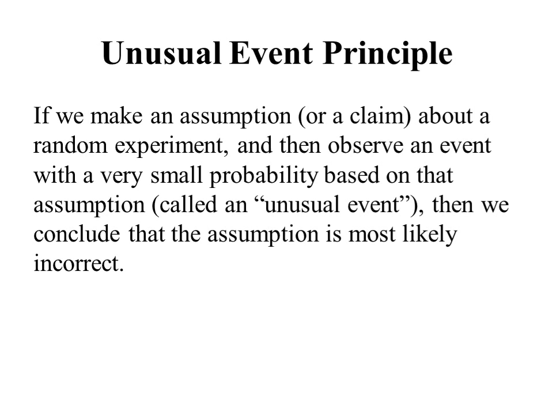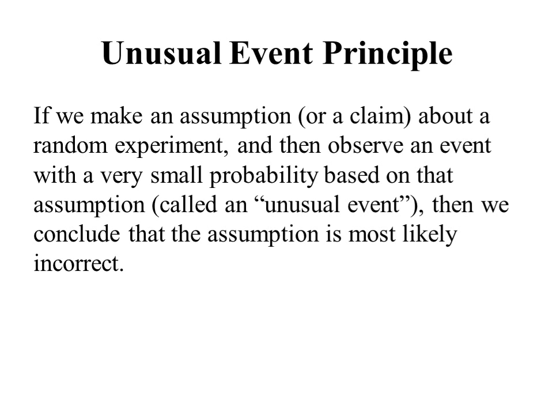And we're going to state this in what we call the unusual event principle, which says if we make an assumption or a claim about a random experiment and then observe an event with a very small probability based on that event, called an unusual event, then we conclude that the assumption is most likely incorrect. Okay? So we start off with an assumption about something, and then we go out and we observe something in the real world, and if that observation has a very small probability based on the assumption, then that's an indication that our assumption is probably incorrect.